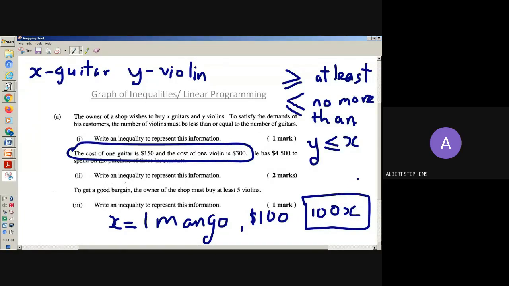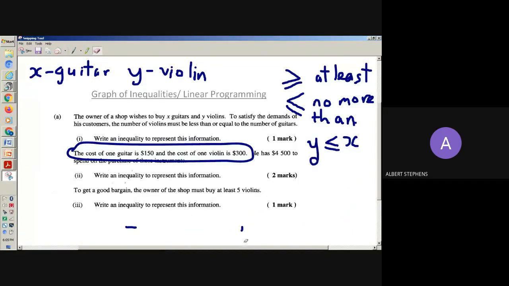Suppose x is equal to 5. What if I want to buy 5 mangoes? The cost of the mangoes will be what? 100 times 5, which will be 500. Not true? All right? So, having said that, how would you represent this statement now in algebra? It will be 150x, plus what? 300 for the violin. 300y.